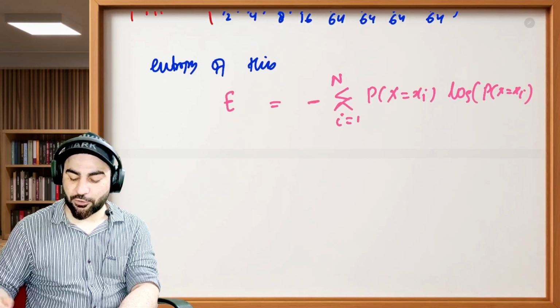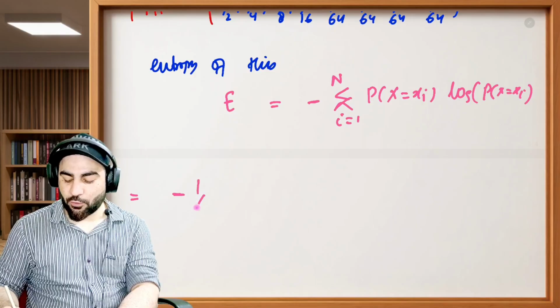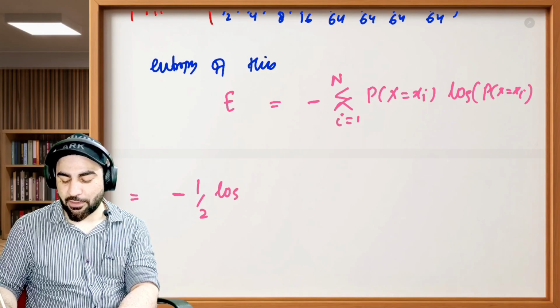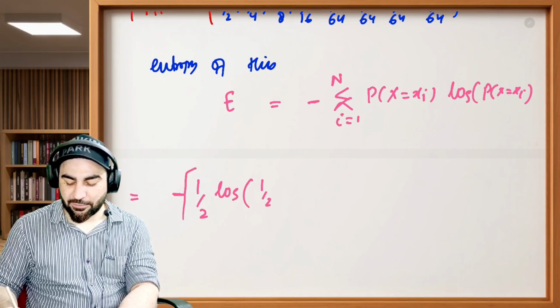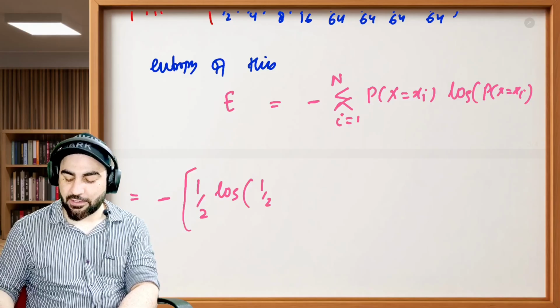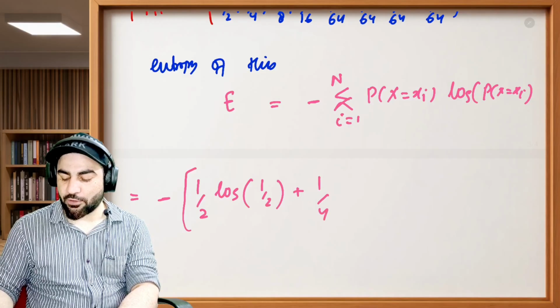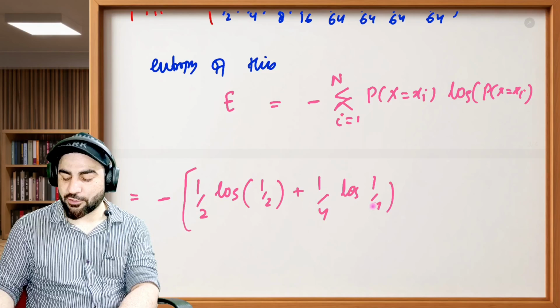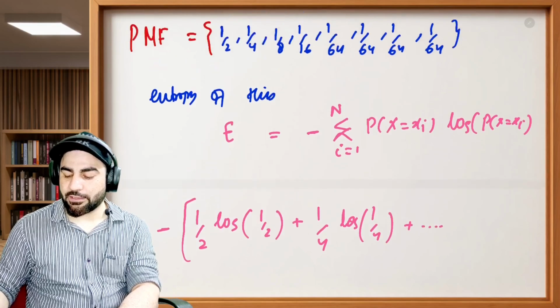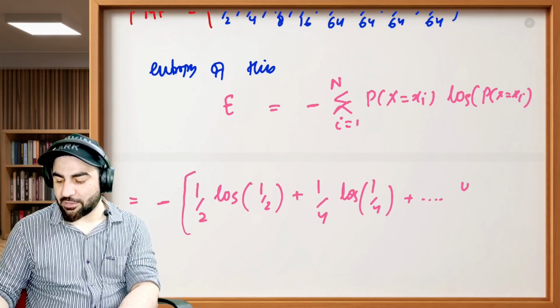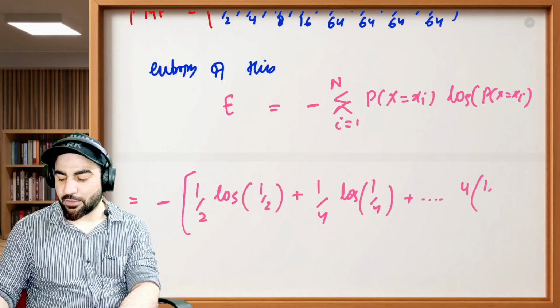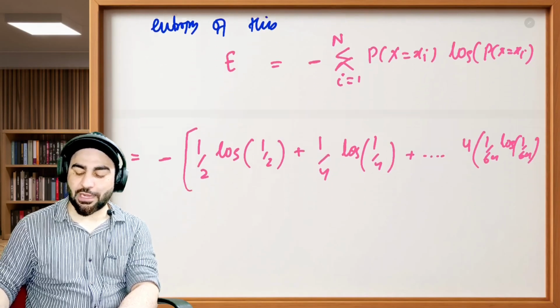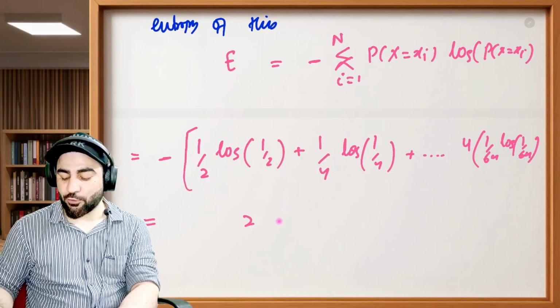So if you do this, you'll be saying minus 1 by 2 log of 1 by 2. If I just take this minus outside, plus 1 by 4 log of 1 by 4, and so on. I think this will be 4 times this: 4 times 1 by 64 log of 1 by 64, something of this sort. So if you calculate this, you will get 2 bits.